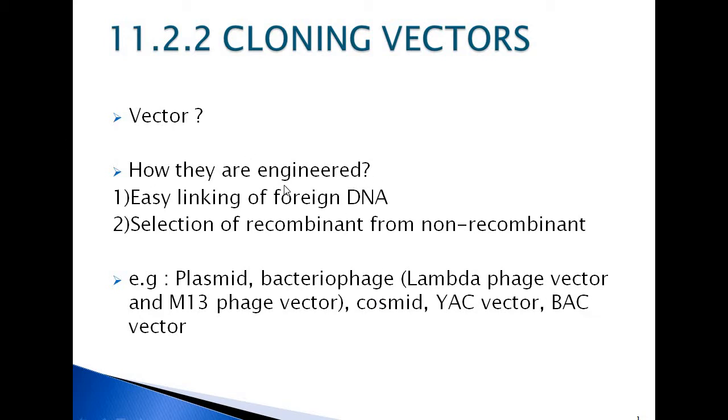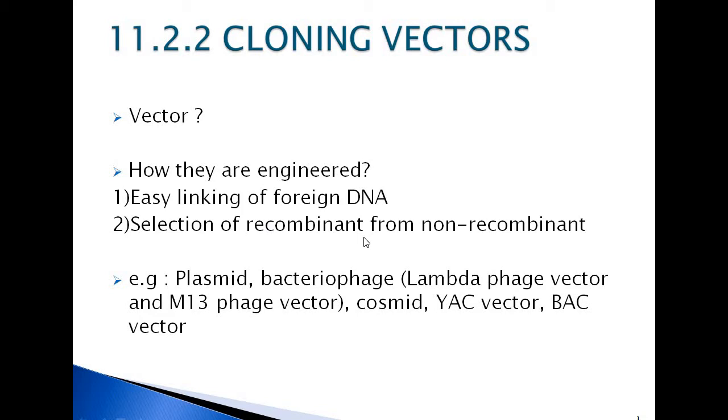Now how are they engineered? They are engineered in such a way that, first, they help easy linking of foreign DNA. Right? It should be the important feature, as our goal is to link the foreign DNA to the vector. If it is not easily linked or not possible to link, then it is of no use, right? So the important feature is that it should be easily linked to the foreign DNA.